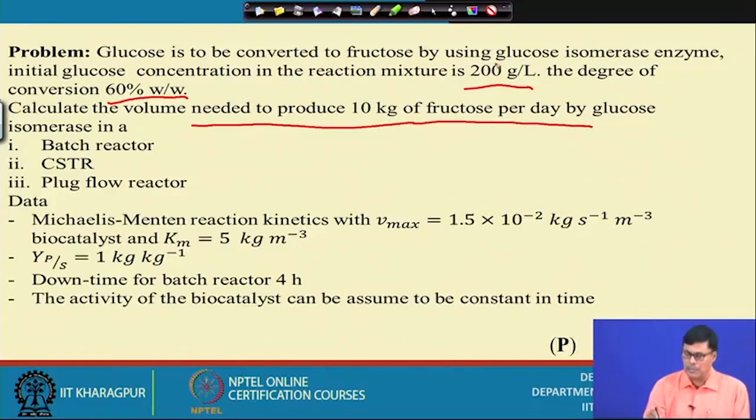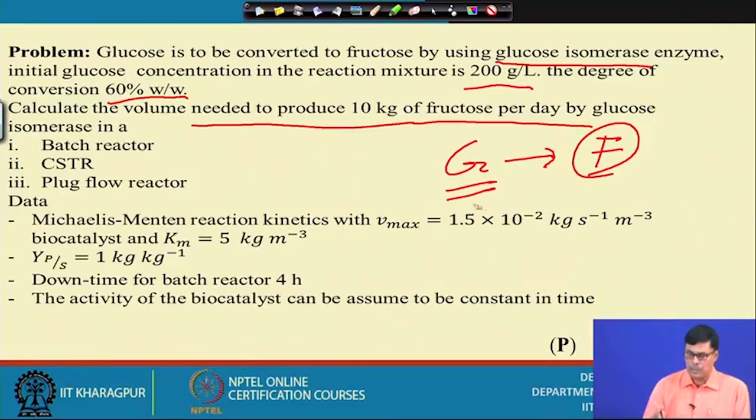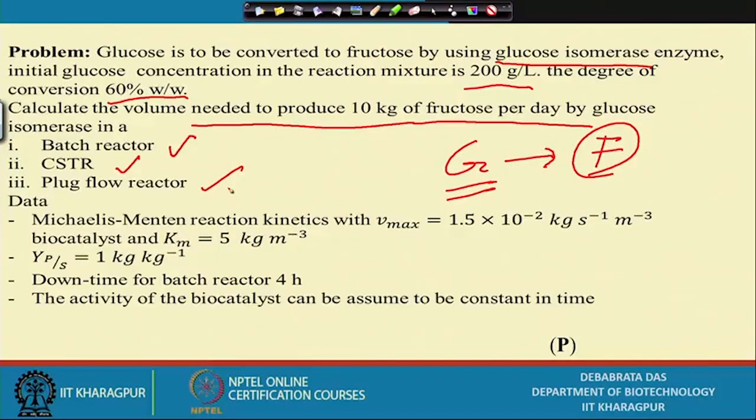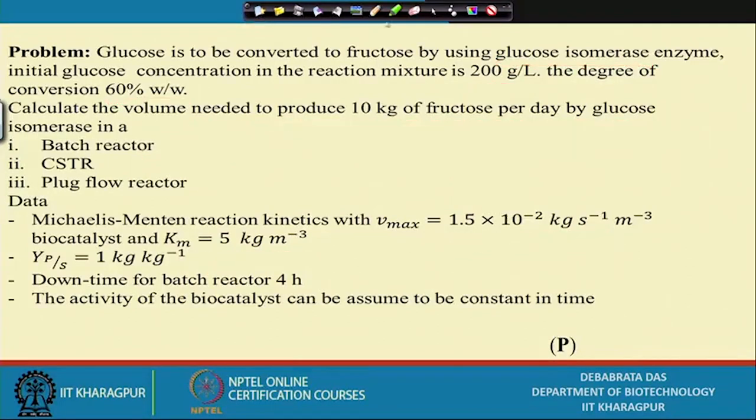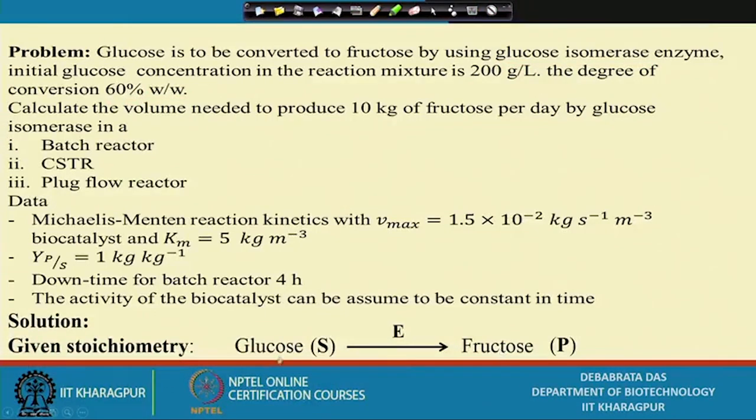Now the enzyme we use is glucose isomerase. What is happening? Glucose is converted to fructose, and fructose is 10 times sweeter than glucose. So this is used largely in the confectionery industry to convert glucose into fructose. With this particular reaction, we want to find out which reactor will be good: the batch reactor, CSTR, or plug flow reactor. These are the different values, Vmax and Km and other values, given in the problem. The basic stoichiometry is: 1 mole of glucose produces 1 mole of fructose.